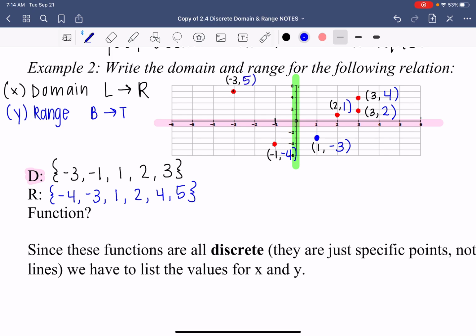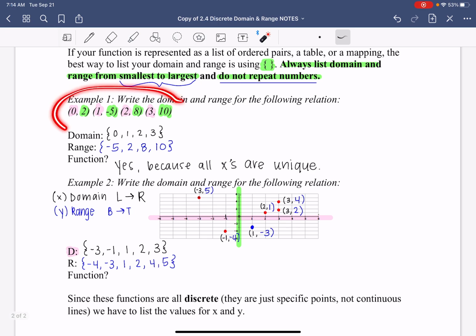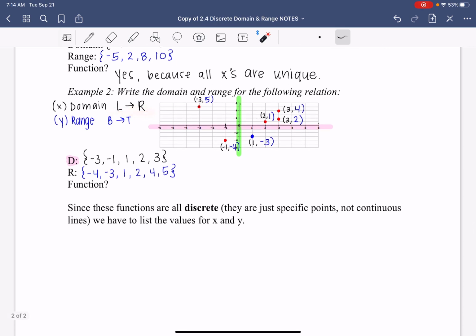Okay. You also could have just labeled all the points at first and done the same thing we did over here with the ordered pairs. Once you have all your ordered pairs, you can highlight which ones your x's are and then just put them in numerical order. I like to go domain left to right, range bottom to top, because it's going to be the same method when we're doing continuous domain and range. All right, is this one a function? No. The reason it's not a function is because these two points right here do not pass the vertical line test.